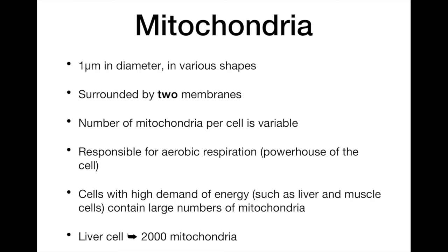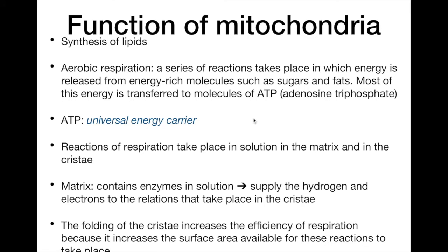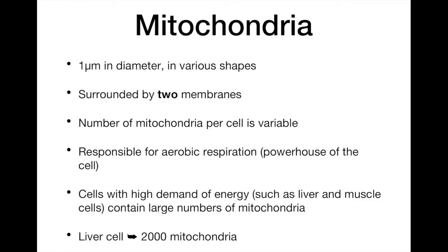Now, mitochondria. The structure. Mitochondria are usually about 1 micrometer in diameter and they have various shapes, but they are often sausage shaped, like that. They are surrounded by two membranes, an envelope. Yes, they're surrounded by two membranes.